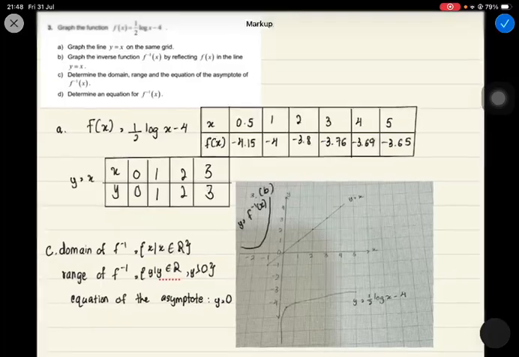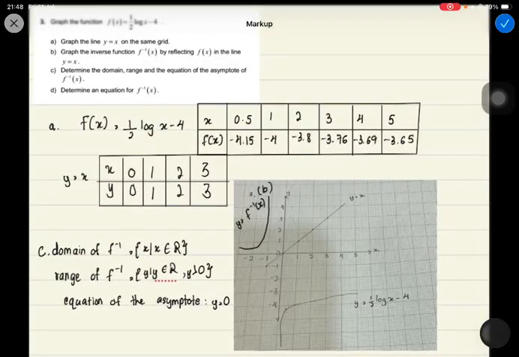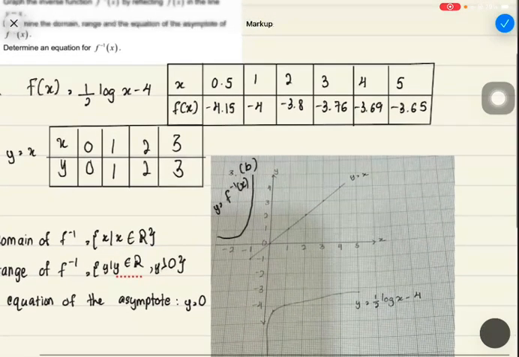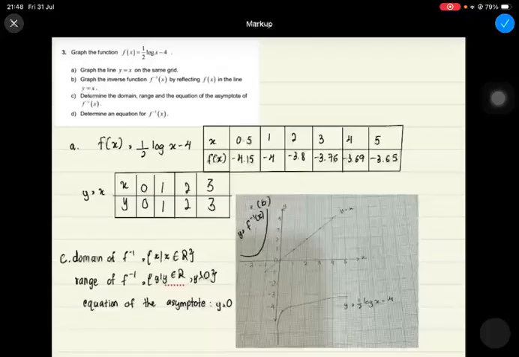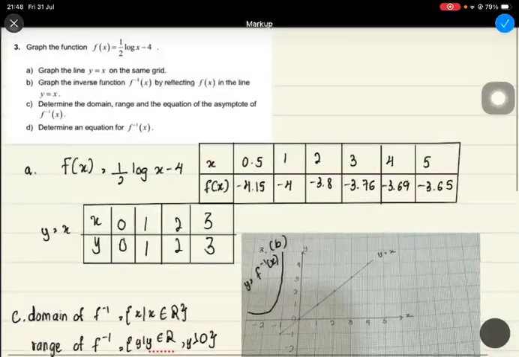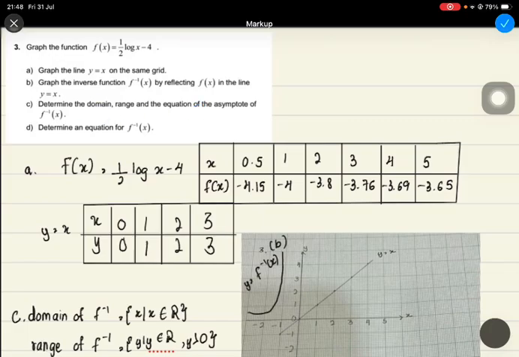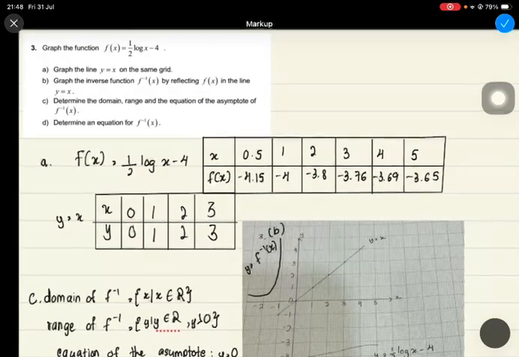After that, we go to number B, y equal to x. So y equal to x means y is the same as x. If x is 0, y will be 0. If y is 1, x will be 1. So here is the table of this equation. Then we draw this diagonal line y equal to x, and then we need to label it.